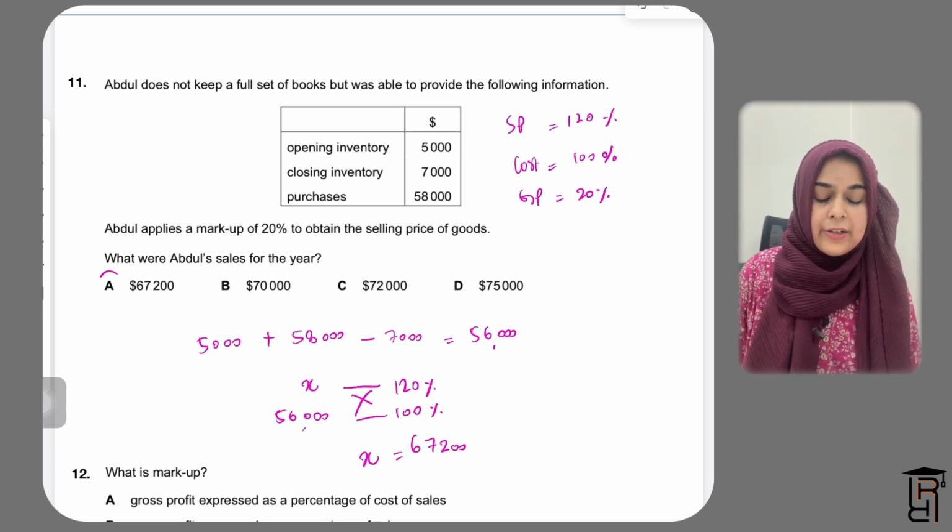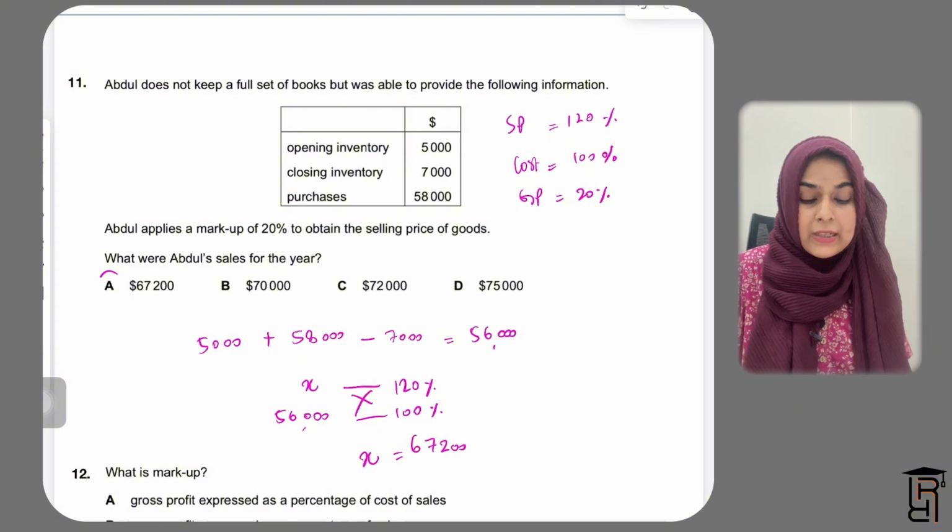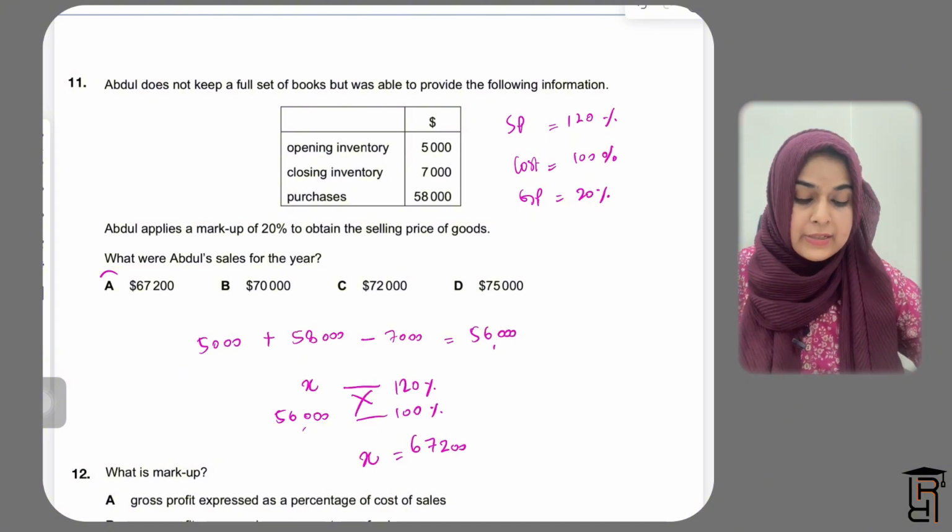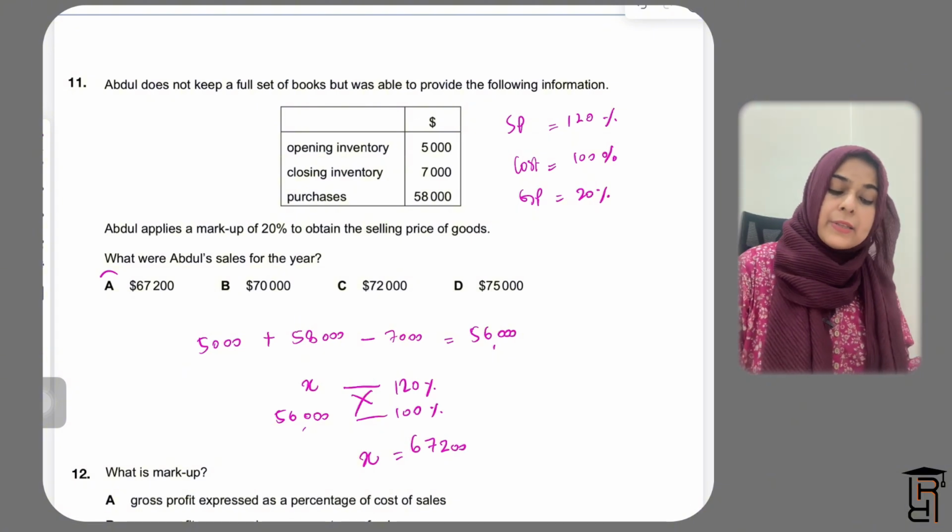Okay, the next question here says what is markup? Markup is basically gross profit expressed as a percentage of cost of sales. The answer is A again.